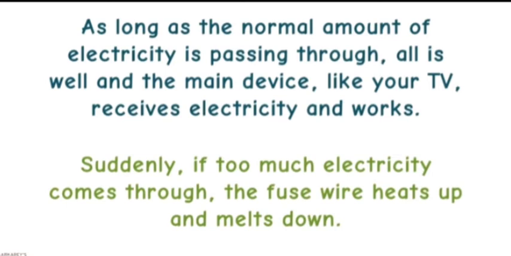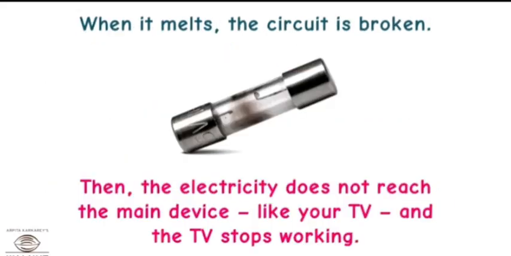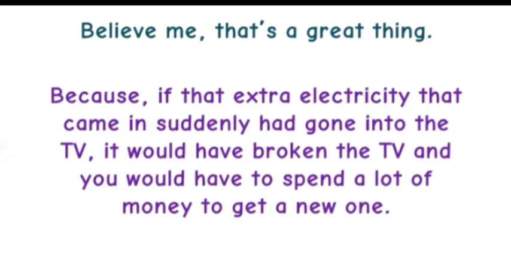Suddenly, if too much electricity comes through, what will happen? The fuse wire heats up and it melts down. Now when the fuse wire melts down, the circuit is broken. Then the electricity cannot reach the main device like our TV, and the TV stops working. So this is a great thing, don't you think so?